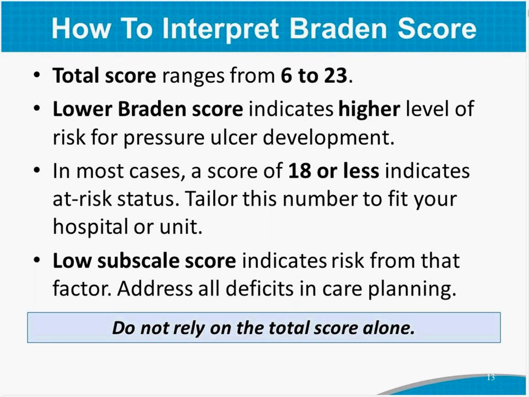So lower numerical scores on the Braden scale indicate a higher level of risk for pressure ulcer development. Research has determined that a score of 18 or less indicates that an individual is at risk for developing a pressure ulcer. A subscale score indicates the patient is at risk from that particular factor, and interventions that address that deficit need to be included in the plan of care. But do not rely only on the total overall Braden scale score. All low subscale scores must be taken into account in the patient's care planning for pressure ulcer prevention.